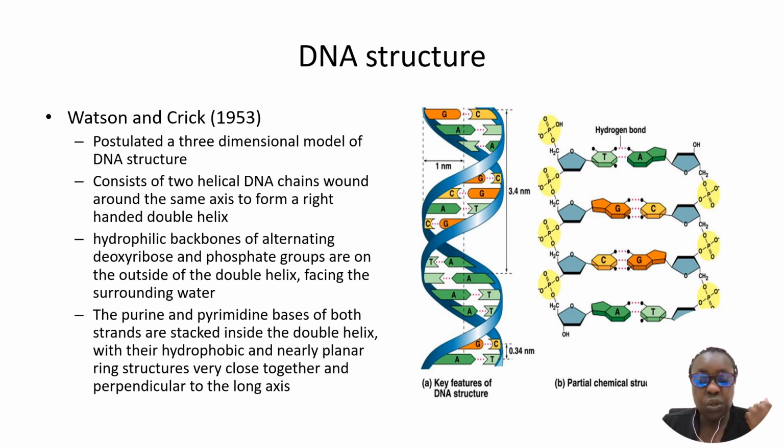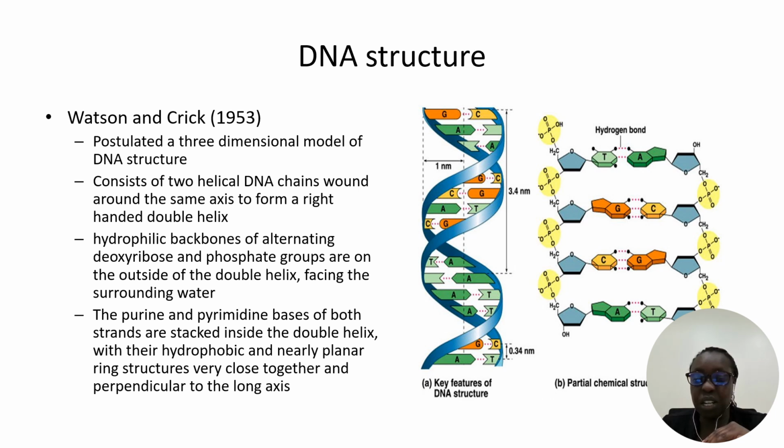Okay, so because the bases are hydrophobic, they don't like water, they're going to hide away from the water. So we have the phosphates and the ribose sugars on the outside and the bases in the inside. The other thing they mention is that the purine and the pyrimidine bases of both strands are stacked inside the double helix in a planar way. So we have the 2 chains, and then here inside we have the bases that are stacked inside the double helix with the hydrophobic near planar ring structures very close together in perpendicular.